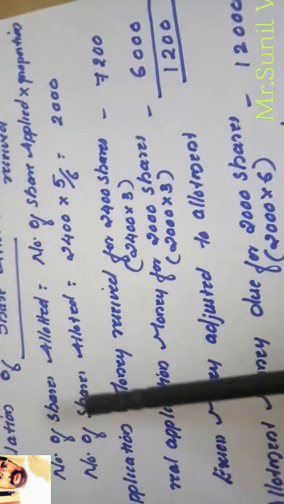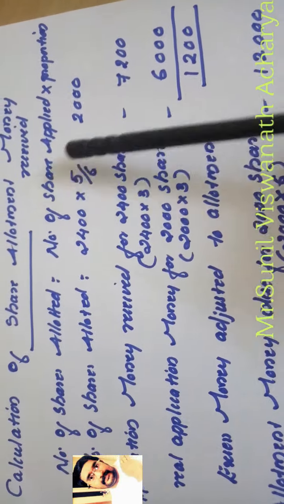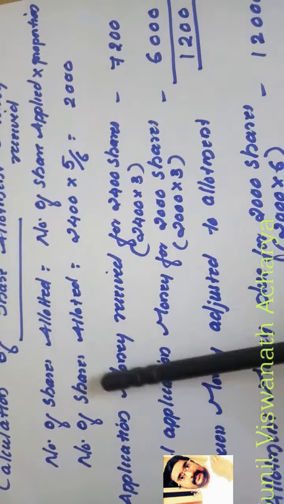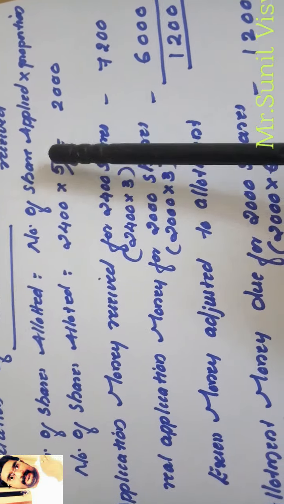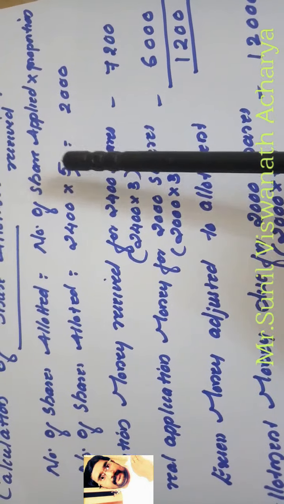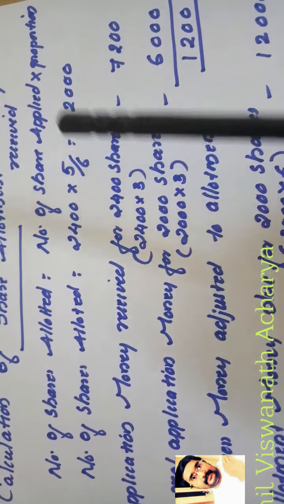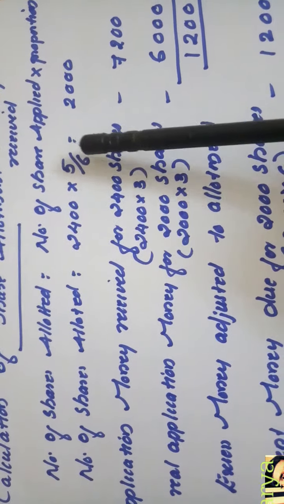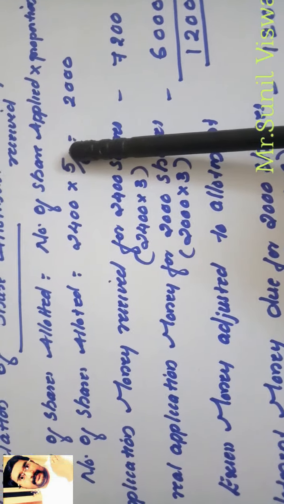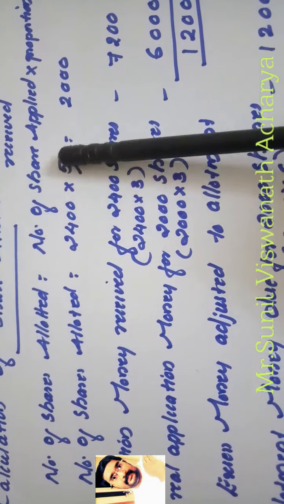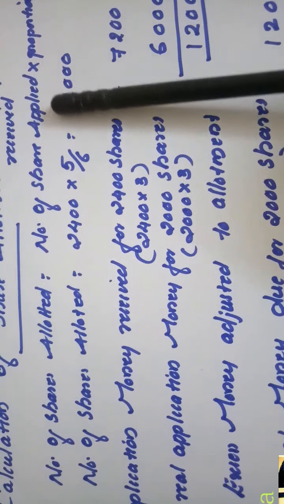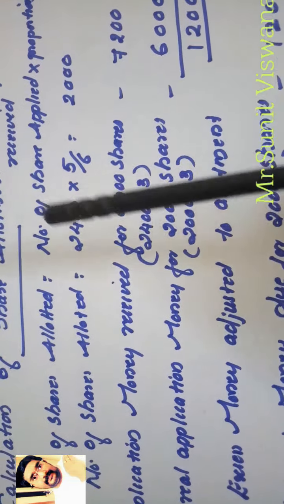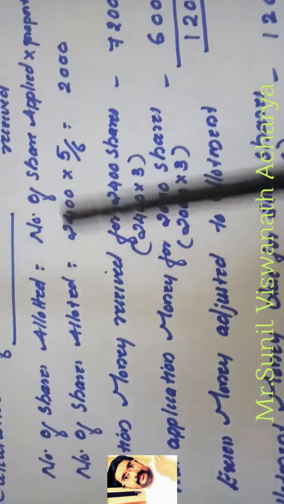So we want to find out how many shares were allotted to him. We know the equation: number of shares allotted is equal to number of shares applied into proportion. So number of shares allotted is equal to applied, given in the question as 2,400, into proportion, which we already know, 1 lakh divided by 1,20,000. So proportion is 5 by 6. That means those who applied for 6 shares will get only 5 shares. So 2,400 into 5 by 6 is equal to 2,000. So how many shares were allotted to him? Only 2,000.